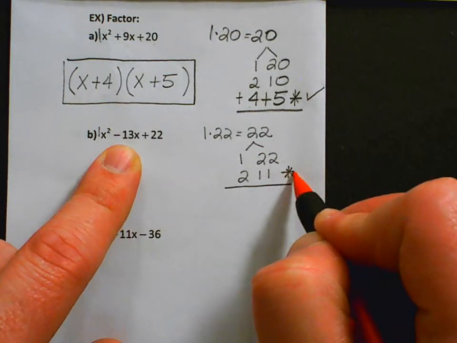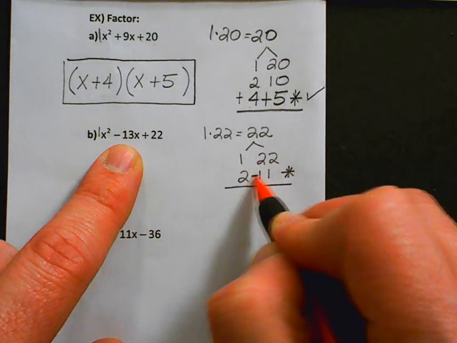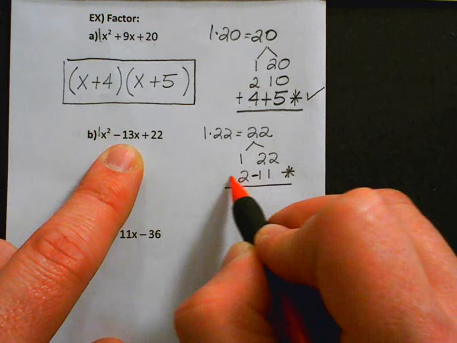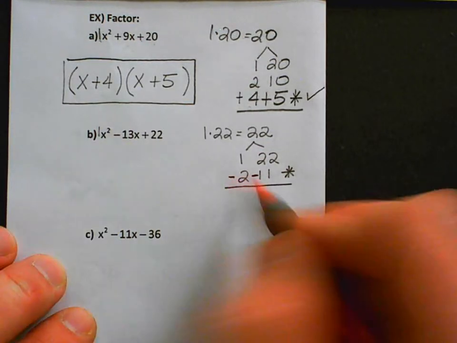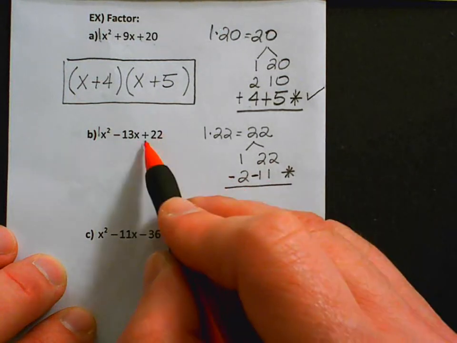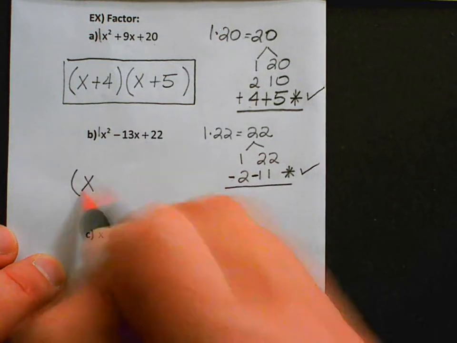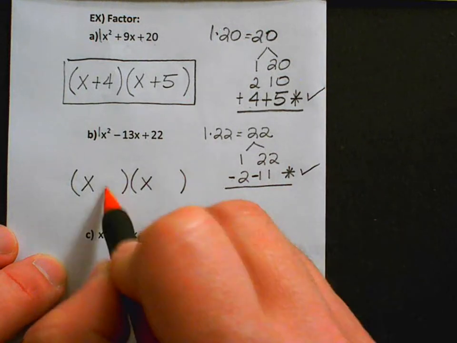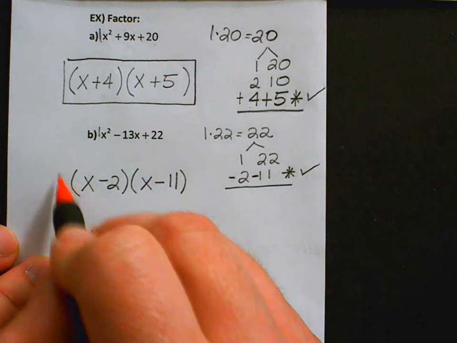And the sign of the middle term is negative, so the biggest digit will be negative. And that means the 2 has to be negative to give me negative 13. Now, final check. A negative times a negative gives me a positive. Yes, it does. So that means I can use that as my answer. So open two sets of parentheses, and this would be negative 2, and this one would be negative 11. And that would be my answer for this problem.